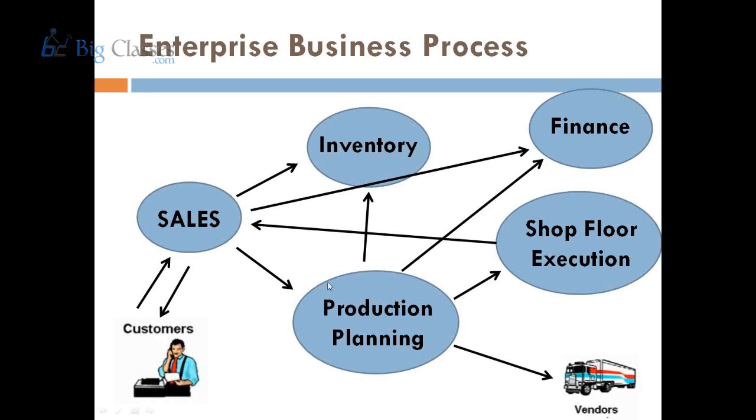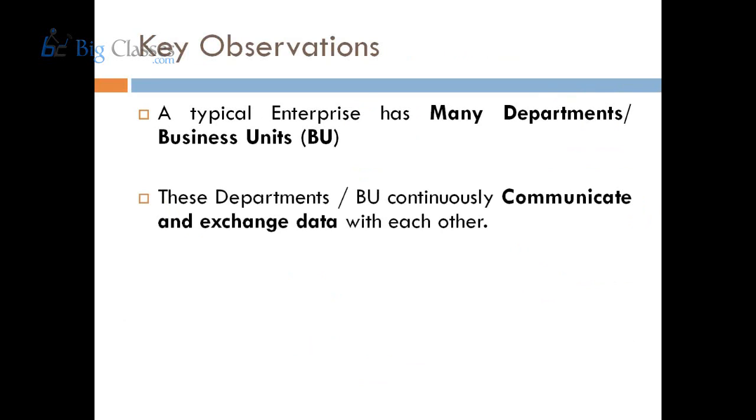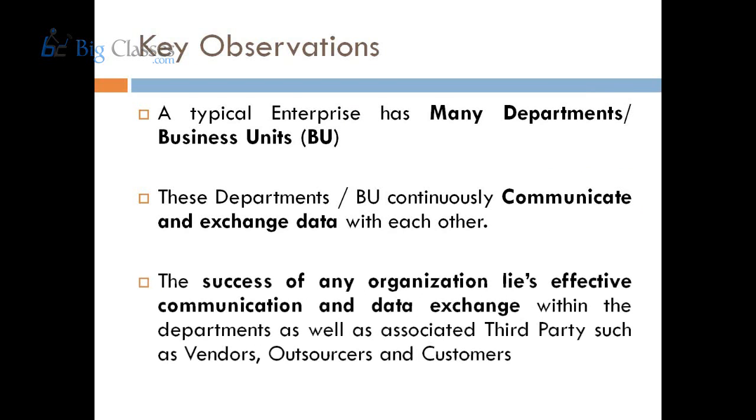So the sales department is giving information to the production planning. They're giving data related to the sales order here. Then production planning is giving invoice data to the finance. See, these are the different types of data they're exchanging with one another. So the key point here is, every enterprise or company has many business units. All these business units or departments continuously communicate and exchange data with each other. For what? If any company has to run successfully, it lies in effective communication and data exchange within the departments as well as sometimes with those outside of the department also.